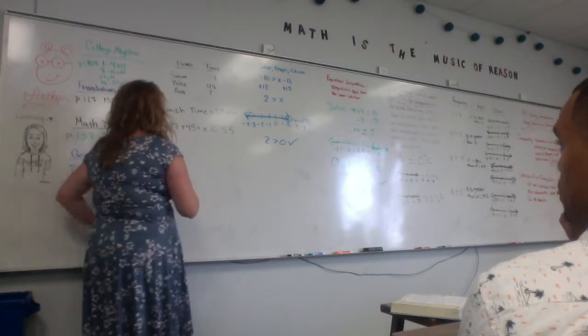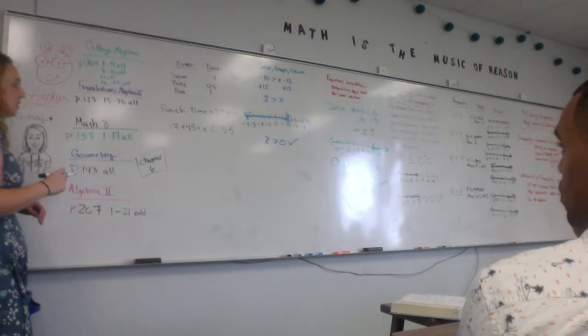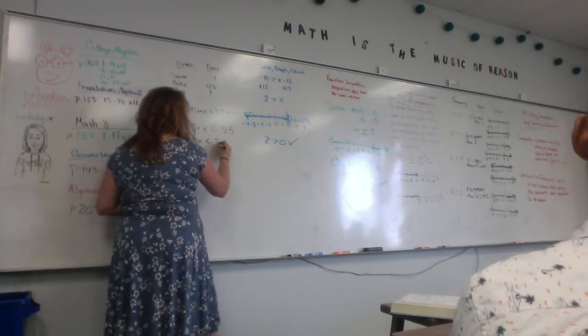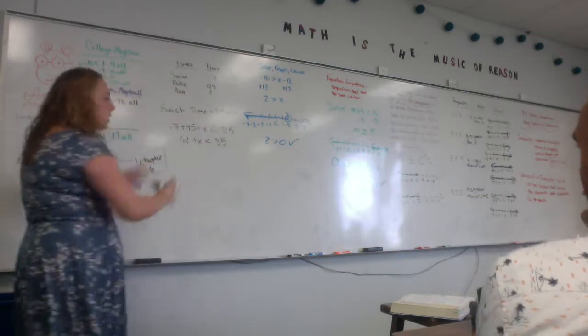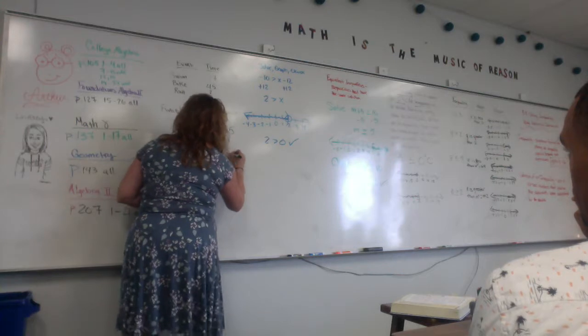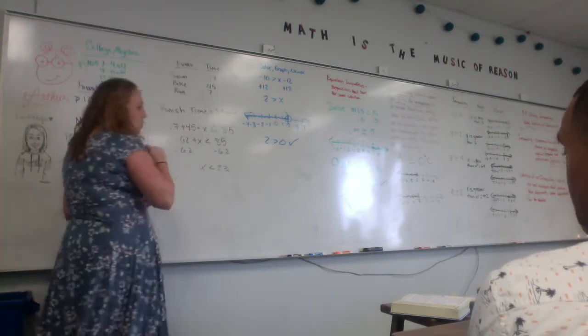Okay. So I add 17 and 45. What do you get when you add 17 and 45? You get 62. I am terrible at math. Now, how do I solve from there? You subtract 62 from each side. Good. And I get x is less than 23. Now, what do you have to do from there?